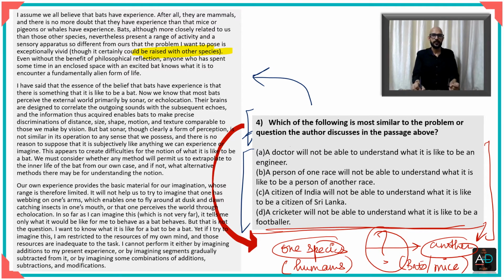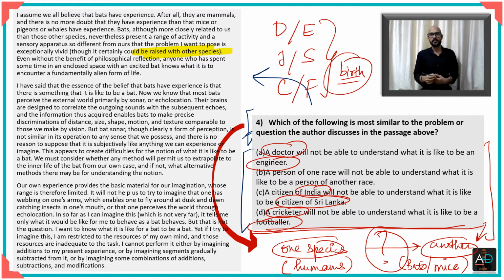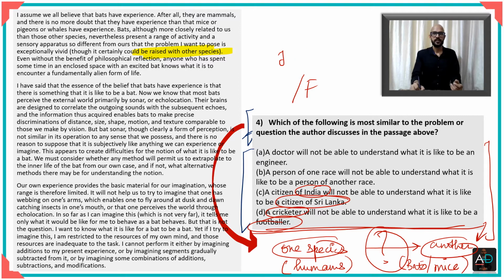As you can see, if I say doctor and engineer, okay, if I look at a citizen of India and a citizen of Sri Lanka, if I look at cricketer and footballer, you see whether a person will be a doctor or an engineer, whether a person would be a citizen of India or Sri Lanka, whether he would be a cricketer or footballer, is not something that is determined at birth. It is not a matter that is determined by genetics, right? These are external things. So whether a person would be a doctor or engineer is not something that is determined by birth. Likewise, the same can be said for citizen of India and citizen of Sri Lanka and footballer.